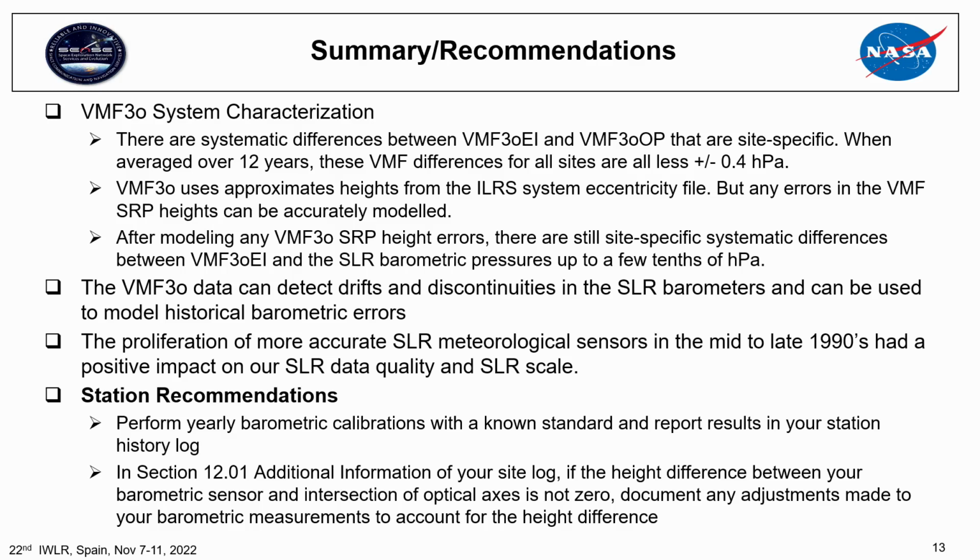So the last, here's a couple of recommendations. Perform yearly barometric calibration with a known standard and report results in your station history log. Also in section 12.01 of the site log, you should add some additional information. If the height difference between your sensor and the system reference point is not zero, document any adjustments made to your barometric measures to account for this height difference.